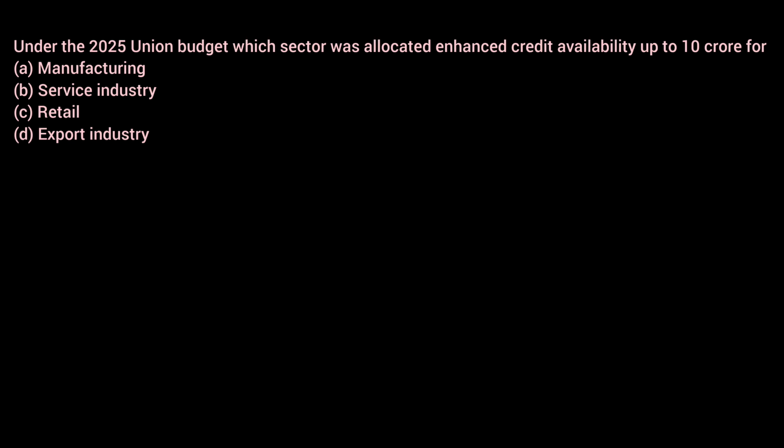Under the 2025 Union Budget, which sector was allocated enhanced credit availability up to 10 crore? Option A, manufacturing. Option B, service industry. Option C, retail. Option D, export industry. Here the correct option is option A, manufacturing.